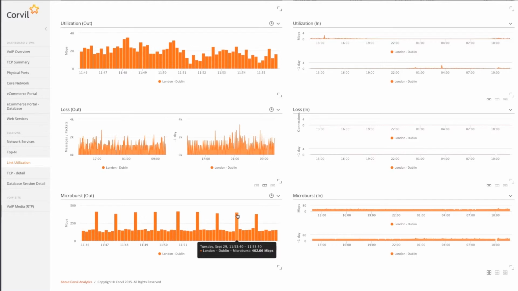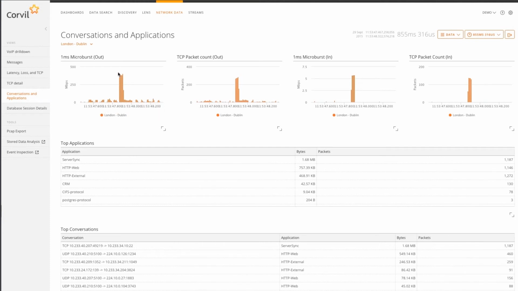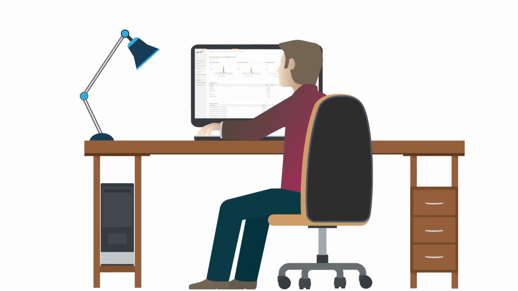Using his second click to drill into the network data, Nick discovers that it was in fact a server synchronization application happening at this exact same time. So in fact, it's not the network at fault at all, and Nick needs to pass it back to Ollie in application development to investigate further.